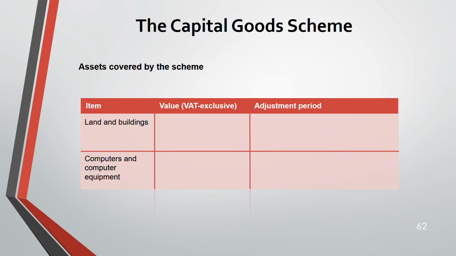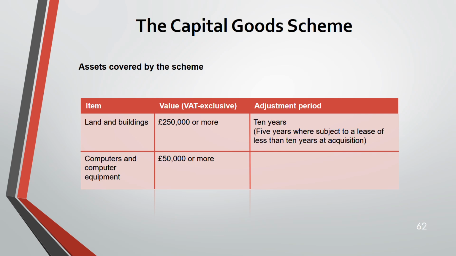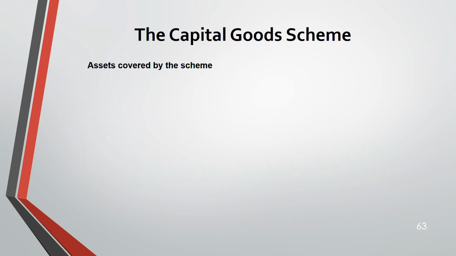So now, assets covered by the scheme. Okay, these are VAT exclusive figures. If it's land and building, 250,000 or more, and for computers 50,000 or more. Adjustment period for land and buildings is 10 years and for computers it's 5 years. But for land and buildings it's 5 years when it is subject to a lease of less than 10 years at acquisition. And computers is 5 years.